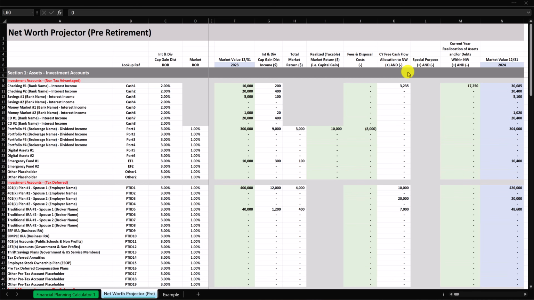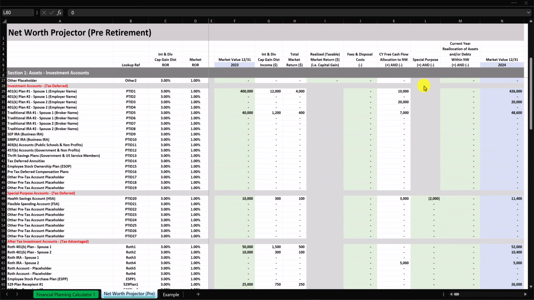And then finally, if I go back up here to the top, after all of these various allocations, after all of our other expenses, after taxes, after everything else, whatever is left, we will be able to allocate that to somewhere within our net worth. And I have chosen just to put it here in checking 1, $3,000 is what was left in this particular example. Okay, so the next column is going to be for special purpose accounts, and I'm going to gray out the rows to which that does not apply.